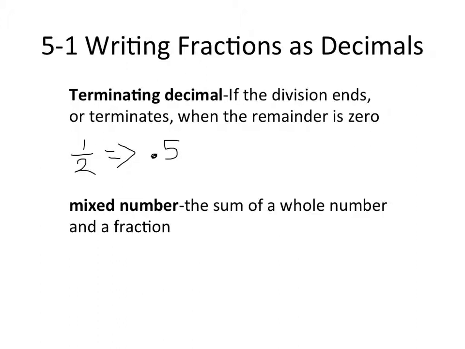Next up is mixed number. It's the sum of a whole number and a fraction. You've seen many of them. They can be positive or negative. So we can have a -2 and 3/4. That is a mixed number where you see a whole number, the 2, added to it is the 3/4.